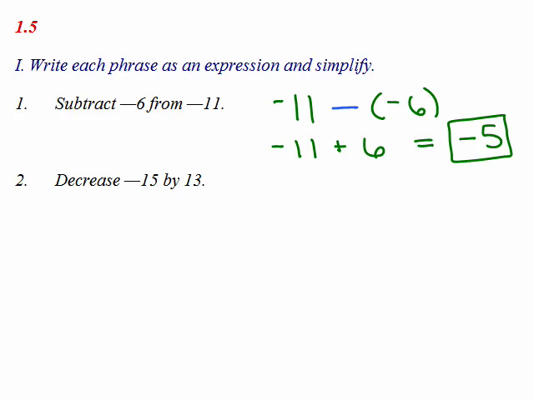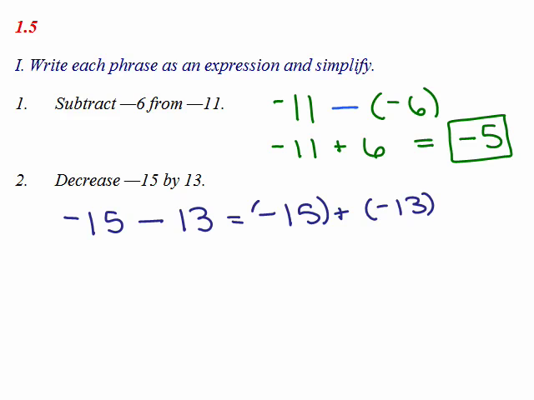So this means we're going to start off with negative 15. And then we're going to decrease it, which means you're going to take away something, and I'm taking away 13 from it. So we've got negative 15 minus 13. So remember what this means. That means negative 15 plus a negative 13, if you want to think about it as adding two negatives.